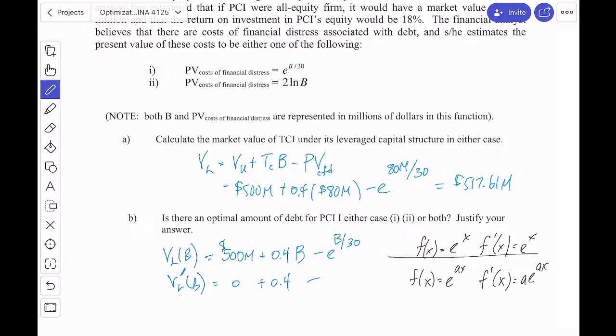You guys are with me? This should be just entertainment right now, because I'm not going to test you on this, but you should practice it if you're really serious about finance, or you have any interest in finance. It's worth looking at this. It's very interesting. Okay, so in this case, the derivative of this is 1 over 30. So it's 1 over 30 e to the b over 30.